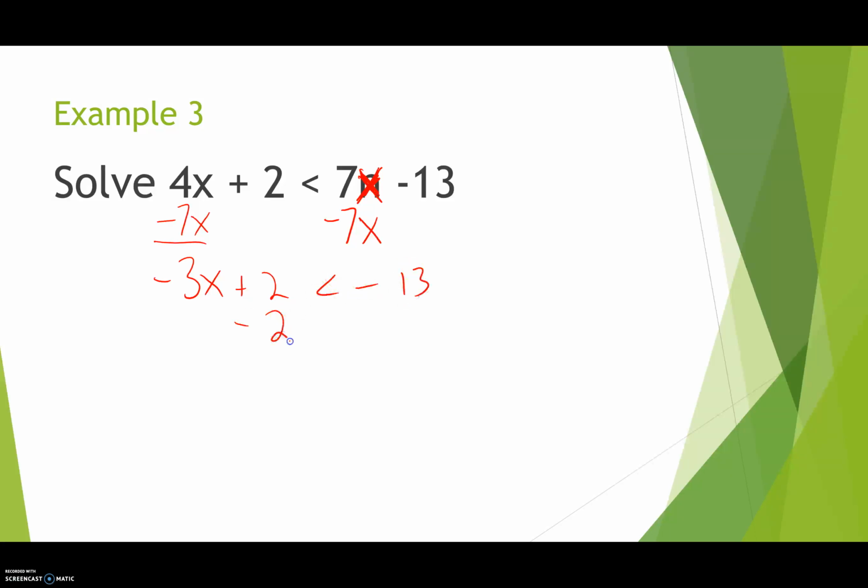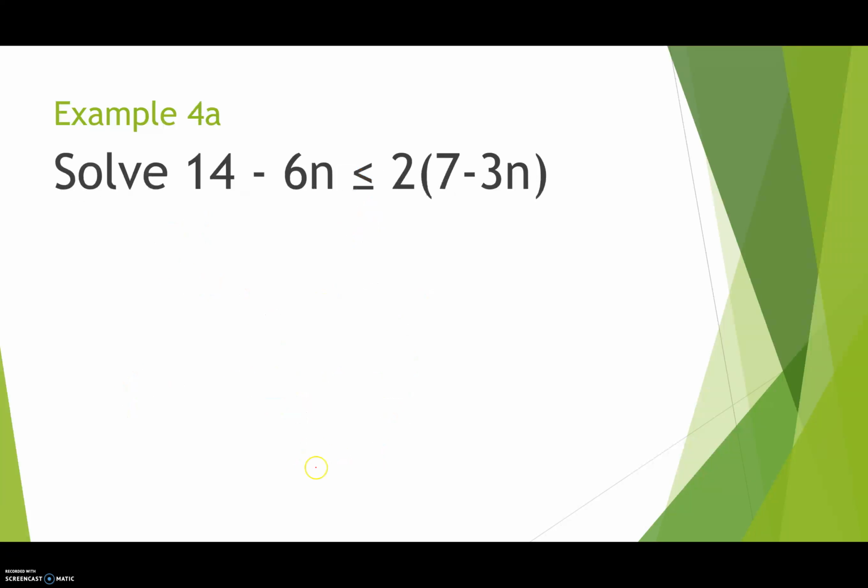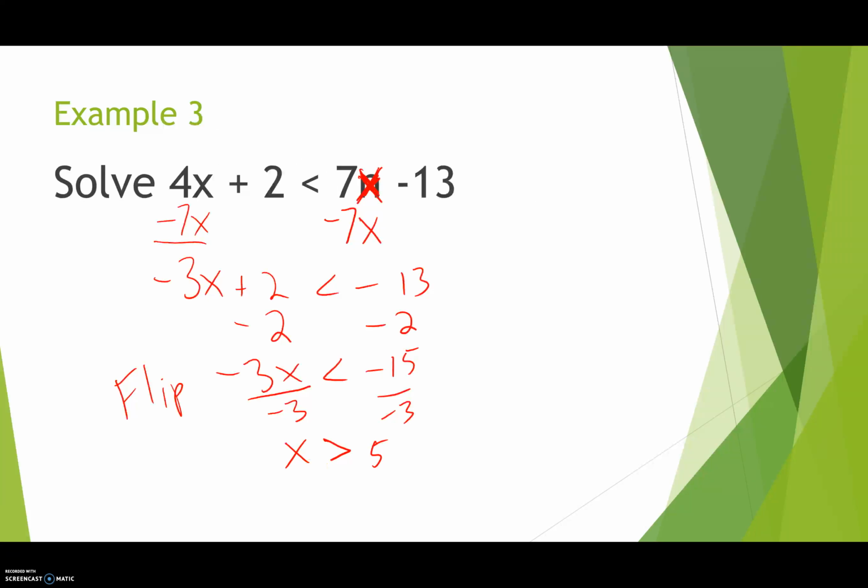Well, then that means I need to subtract 2 on the one side. Negative 3x is less than negative 15. Oh, look, I got to divide by negative 3. I purposely did that because now I need to flip the sign. X is greater than 5. So any number greater than 5 will make that true.